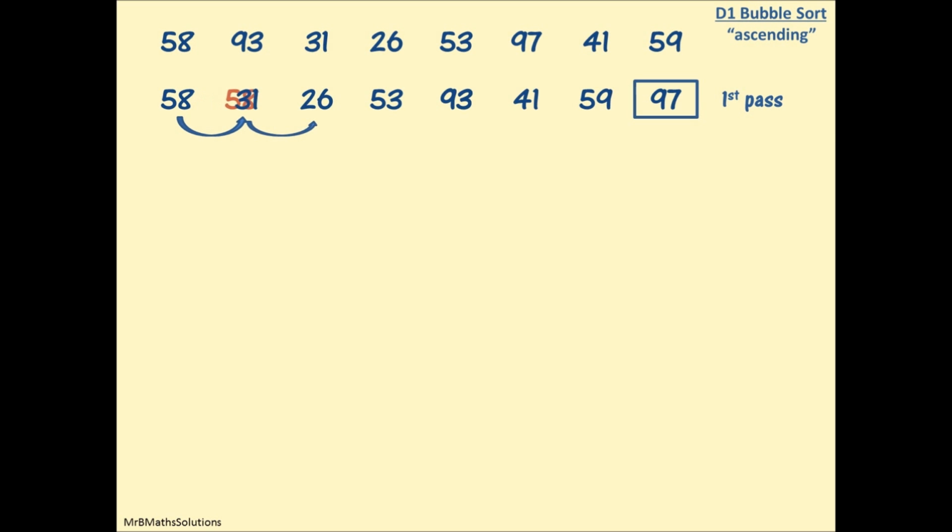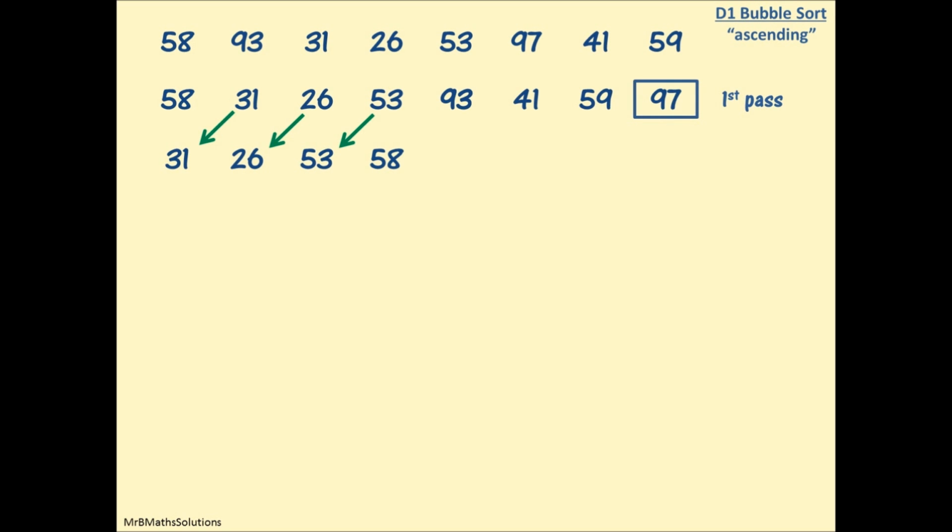So I'll now move it along and compare it with 26 and think, will it swap with 26? And it will. So I now look at the 53 and think, will it swap with 53? And it will. So I keep going, and finally now 58 has met 93, which is a number bigger than it. So it's not going to swap with 93, so it's now found its place. So 58 now has found its place in the next pass, and all the numbers it bubbled with and swapped with will slot in behind it.